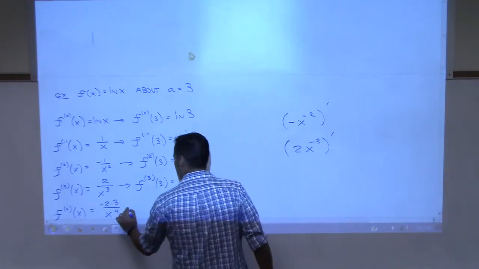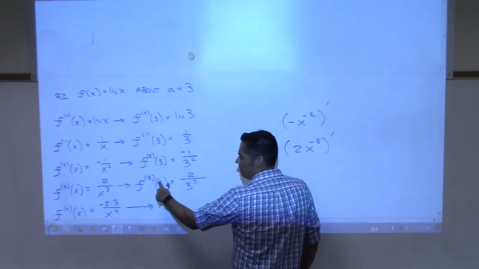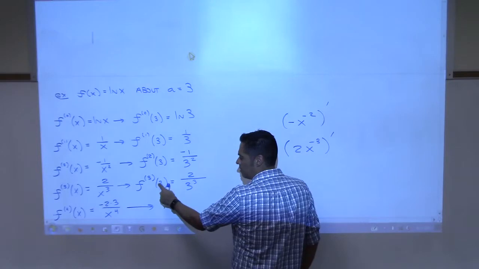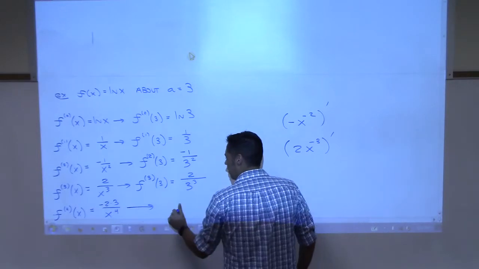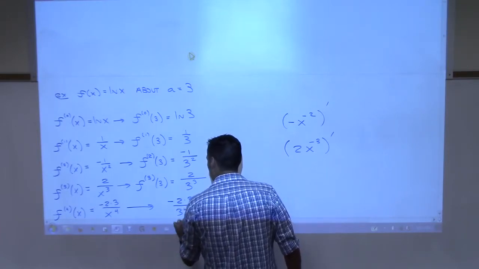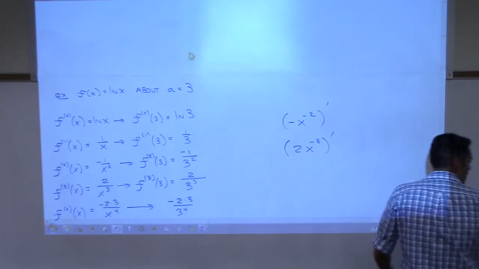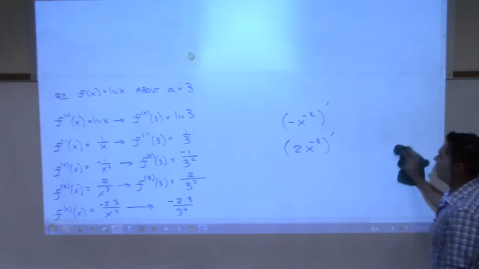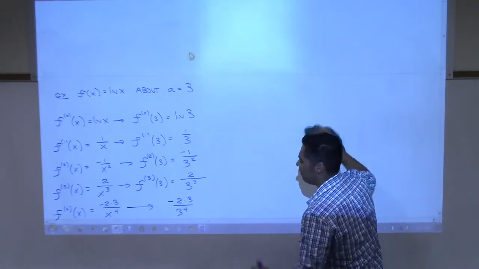Let's plug in 3. I'm going to stop writing this down, okay? We're plugging 3 into that. So we just get negative 2 times 3 over 3 to the 4th. All right, let me continue my table here. I'm now going to be taking the derivative of that.